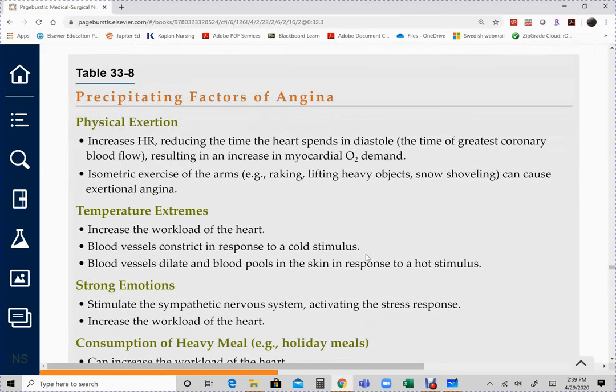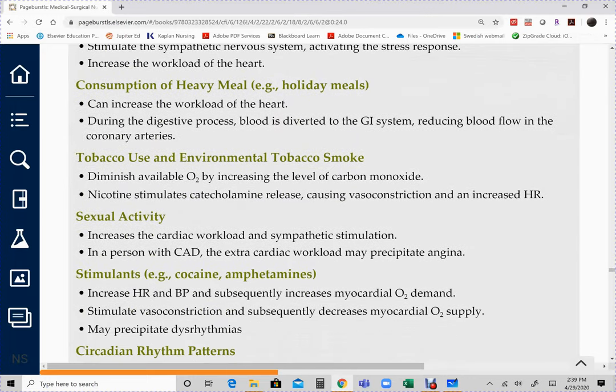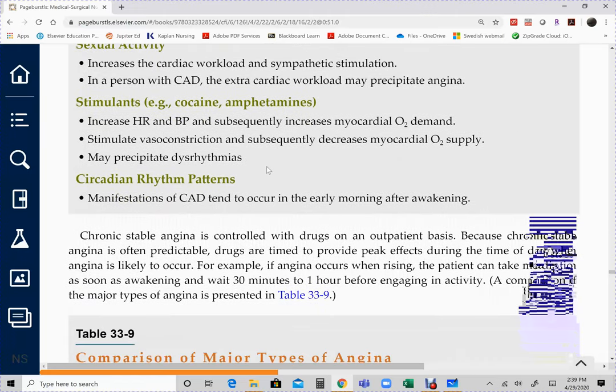Okay, so here are again your precipitating factors, table 33-8. Please read them on your own. It increases during the holidays because you know what we do during the holidays. We splurge on the best tasting foods, and the best tasting foods usually involve high fat or high sodium. Okay. But they're still the best.